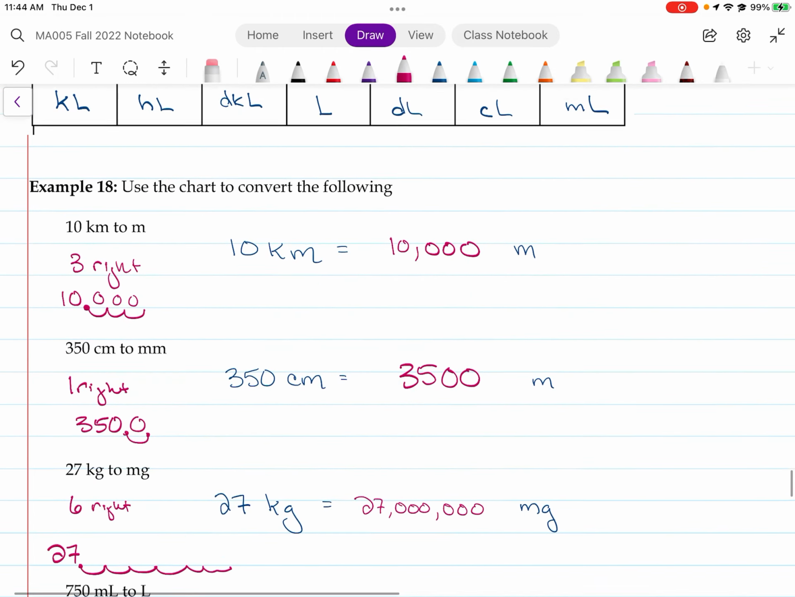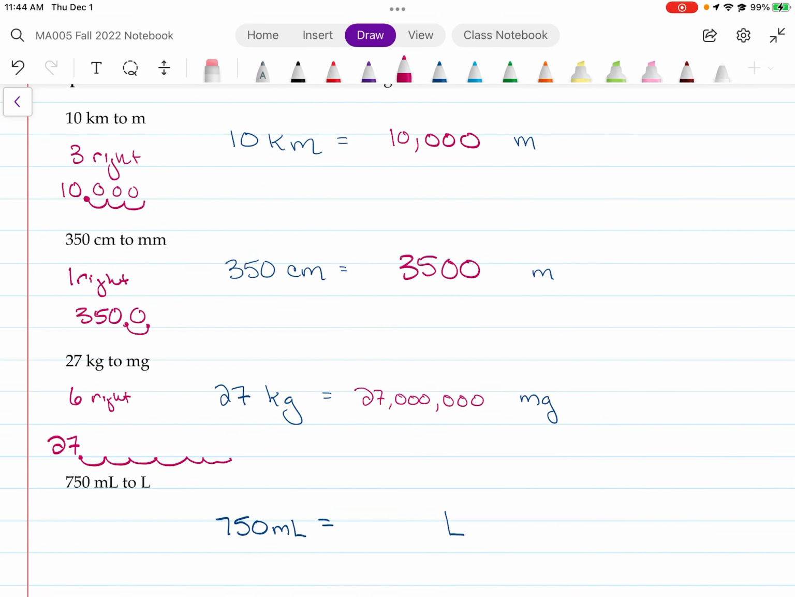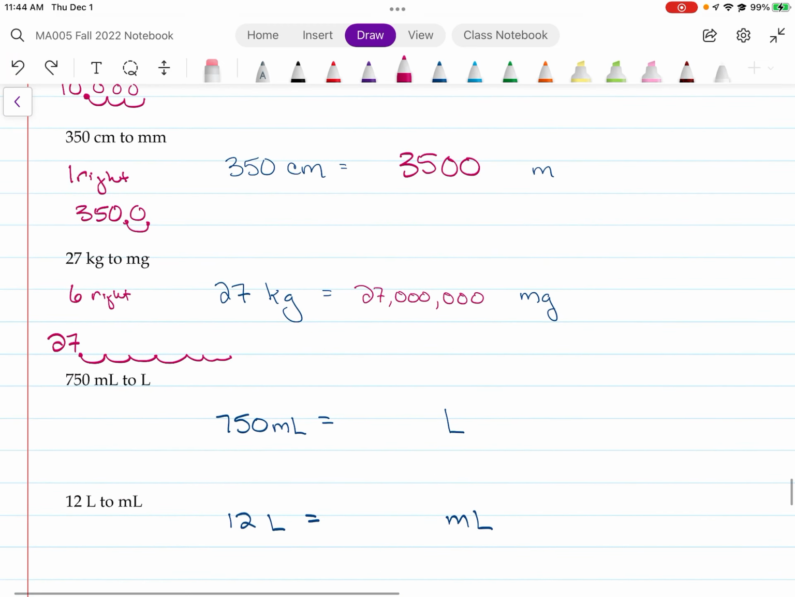All right, 750 milliliters to liters. So we're going from milliliters to liters. Milliliters would be here, and we are going to liters, which is here. So we're going 1, 2, 3 to the left. Okay, 3 left. Let's remember that. We'll come down here and say 3 left.